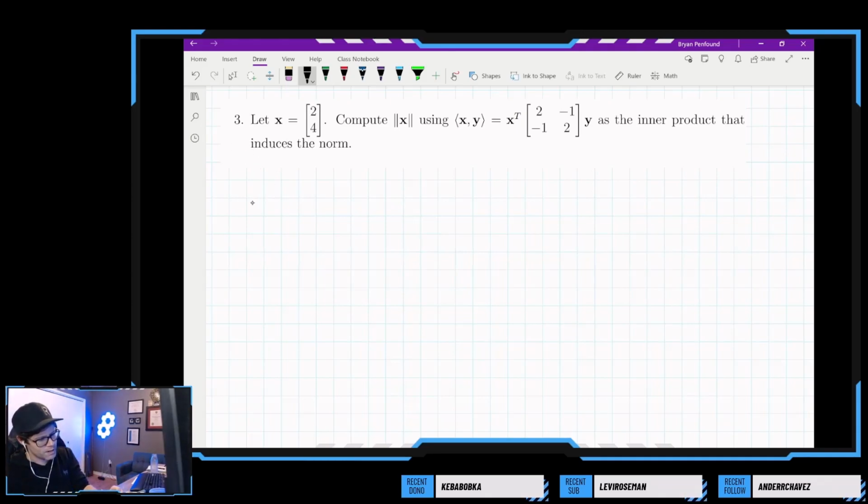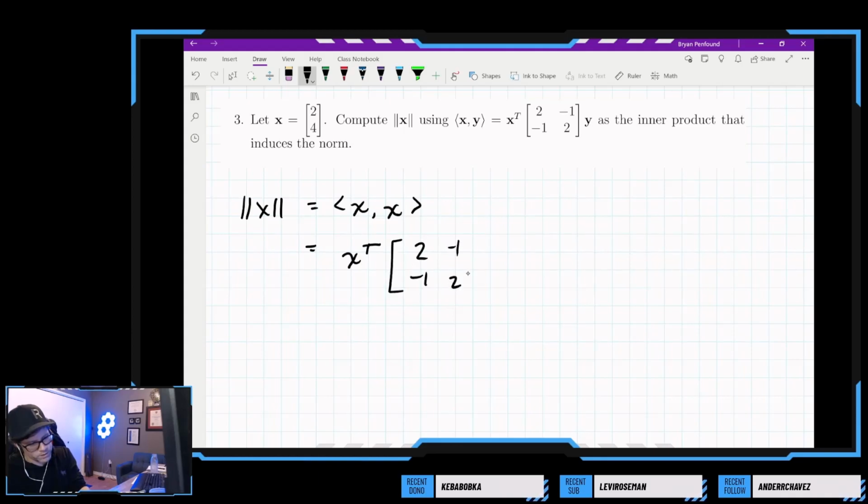Okay, so if I remember correctly, the magnitude of vector x, when we have an inner product space, is defined as the inner product of the vector with itself. So if that's the case, what we need to do for this inner product space is x transpose times the matrix [2, -1; -1, 2] times x, right? Because what we're doing is replacing y with x.